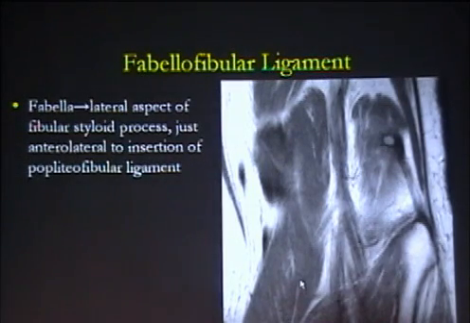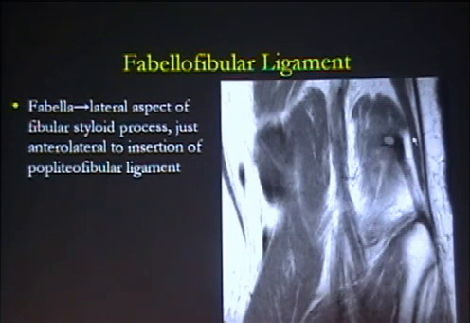The fabellofibular ligament. Yes, you can see this on your MR images. It's not present in everyone, and you don't always see it, but you can see it in many cases where I have been able to identify it. You just need to know where it goes. It goes from the fabella to the lateral aspect of the fibular styloid process, okay? It inserts a little bit more medial than the fibular collateral ligament and the biceps femoris tendon. So lateral aspect of the fibular styloid process, just anterolateral to the insertion of the popliteofibular ligament, which I'll show you later.